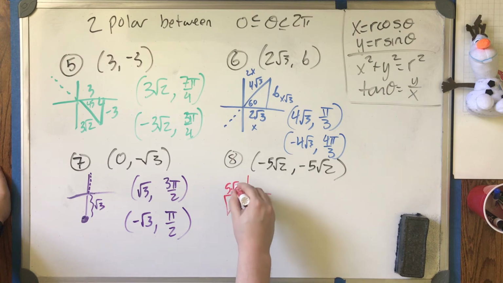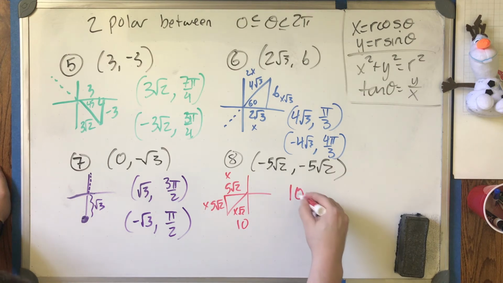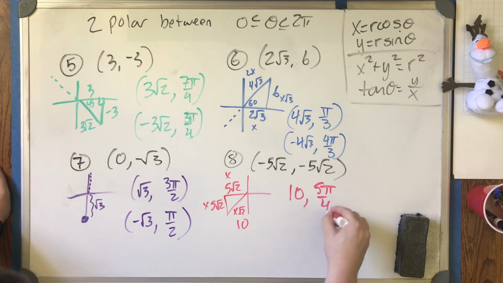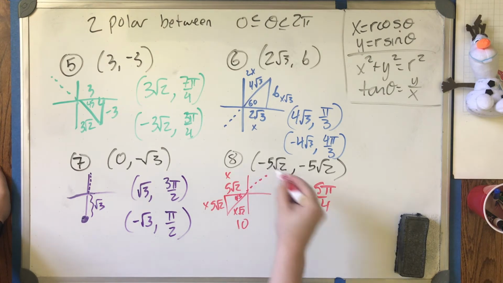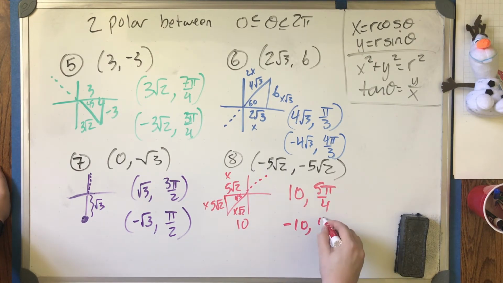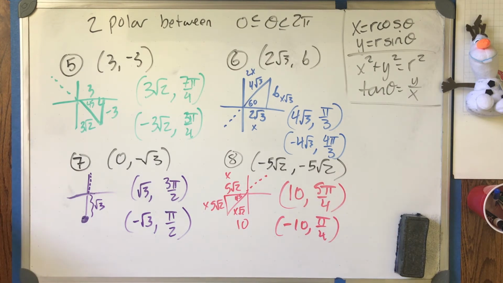So if this is 5 rad 2 and this is 5 rad 2, that's following our normal pattern of x, x, and x rad 2. So this side is going to end up being 10. So I'm going to have 10, 5 pi over 4, because this is a 45 in the third quadrant. And then I could also end up over here with a negative 10 and a positive pi over 4. And these will be the 2 points that will work.